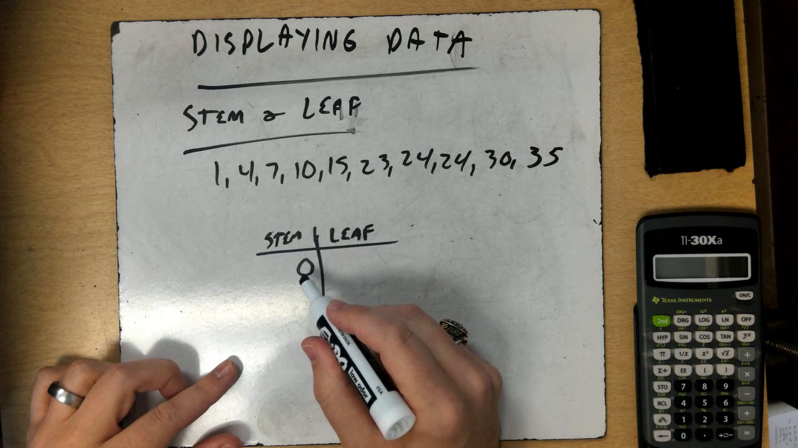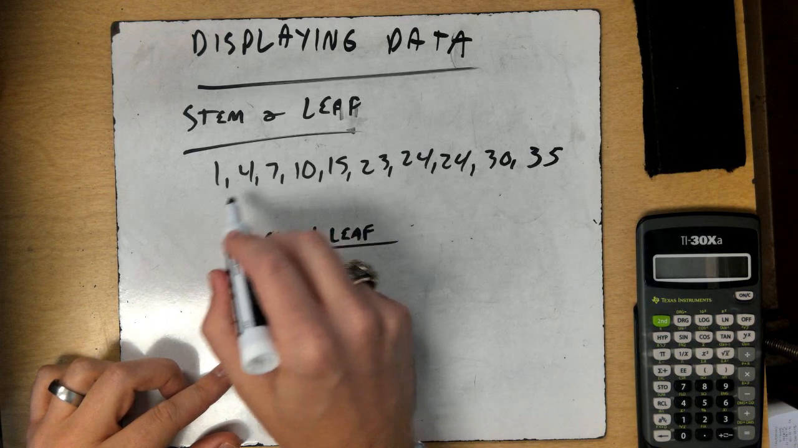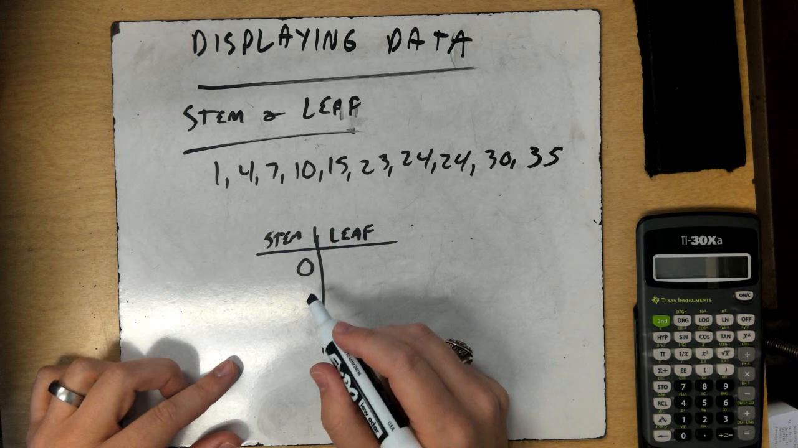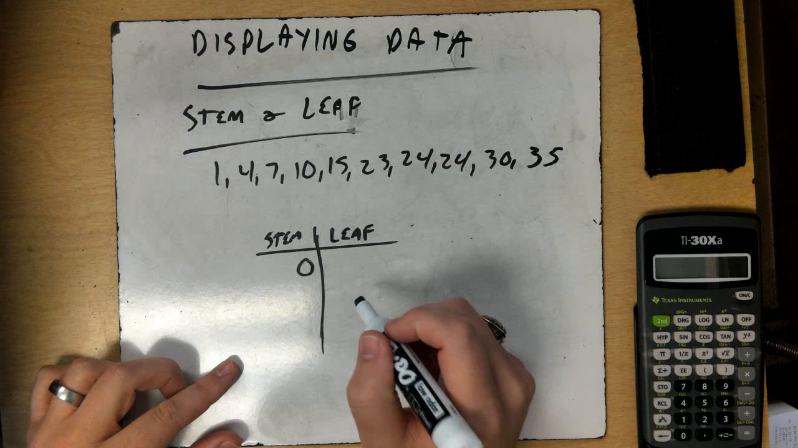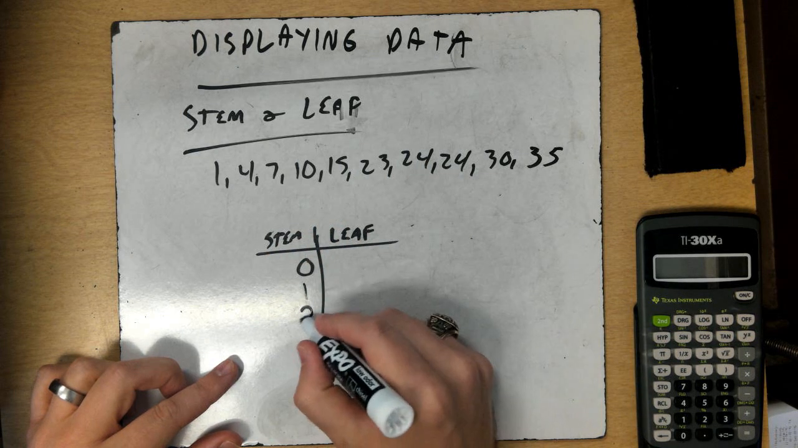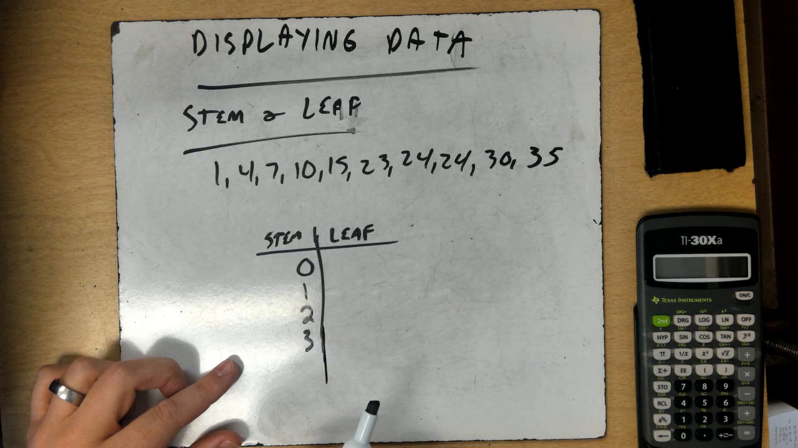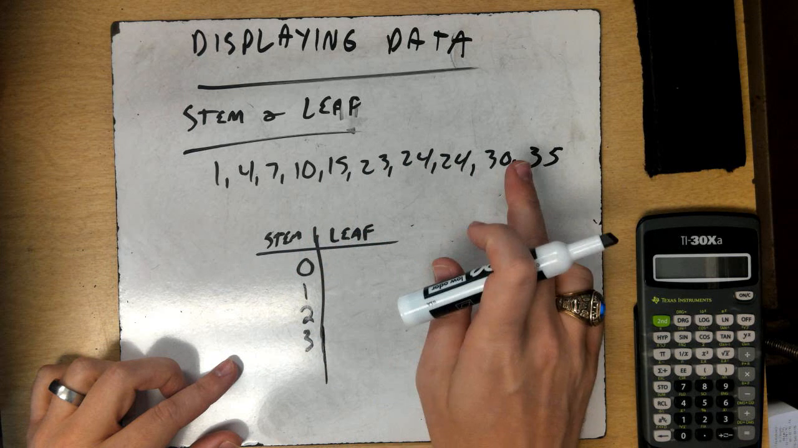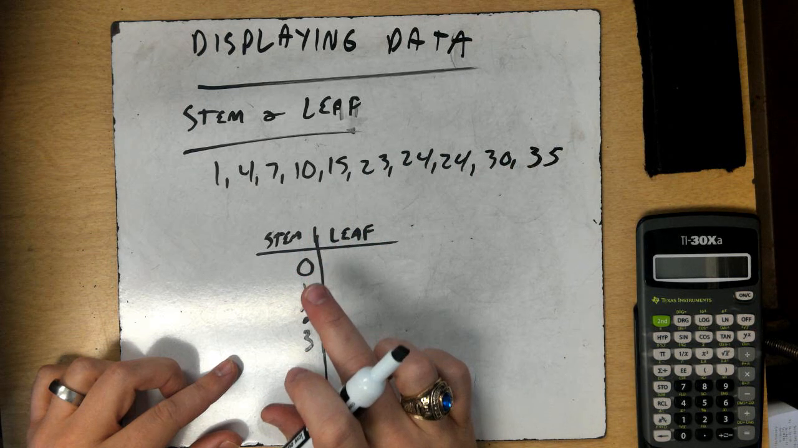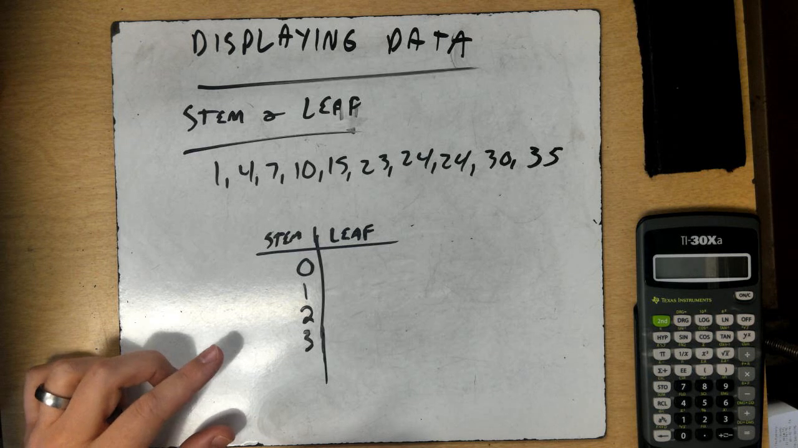With our stems, we're only going to write it once. So even though there are 3 single-digit numbers here, we're only going to write 0 once. The same goes for the rest of the numbers here. So we have numbers in the teens, which means numbers that start with 1, numbers that start with 2, numbers that start with 3. So we have 10s, 20s, 30s. Everything is categorized here by your first digit.